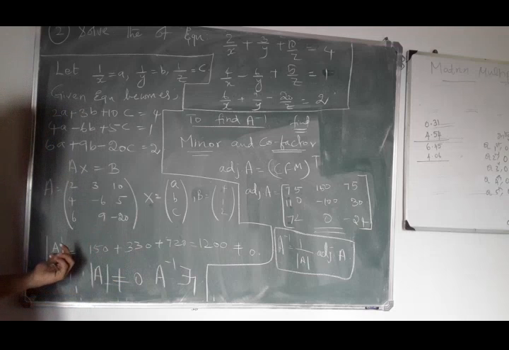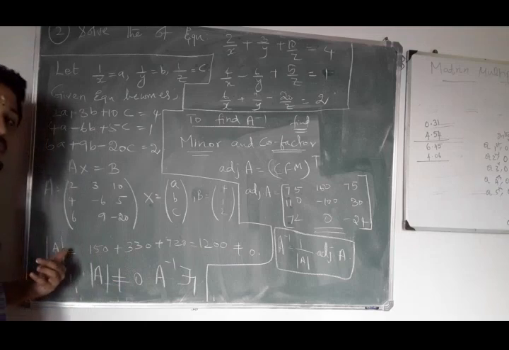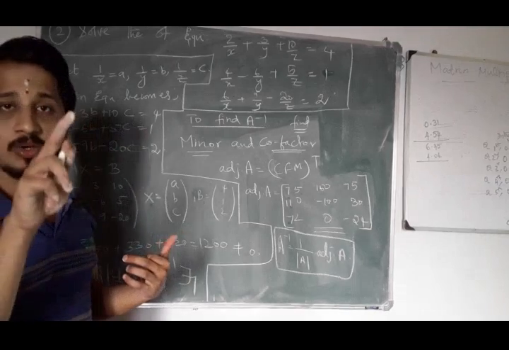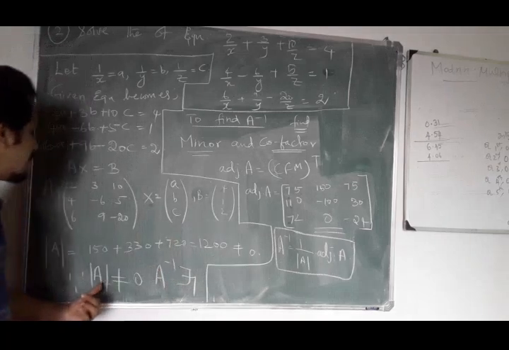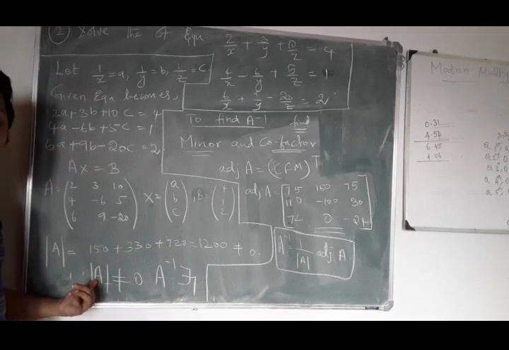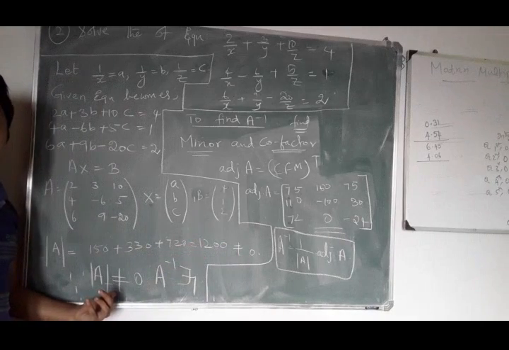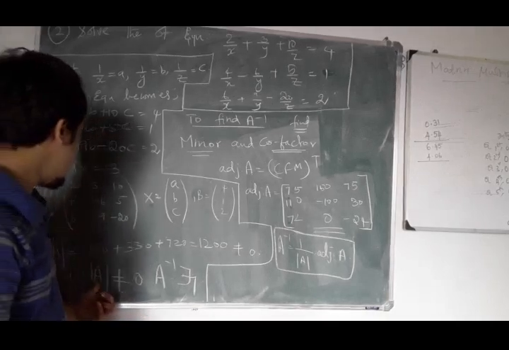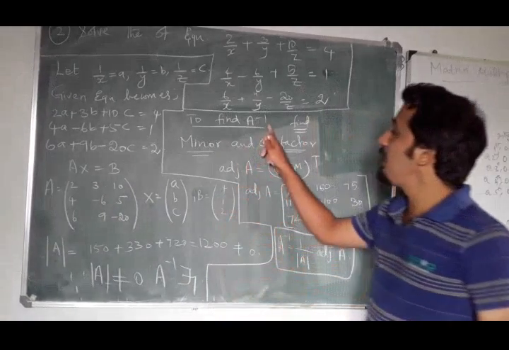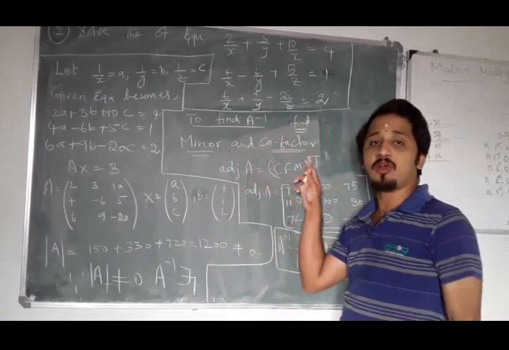Now we have to find A inverse. Now listen, determinant A we have to find out. Determinant A is nothing but expanding with respect to the first row, alternately plus minus. So determinant A you will get 1200, which is not equal to 0. Therefore A inverse exists. Is it clear? A inverse exists. Now to find A inverse, you have to find the minor and the cofactor.